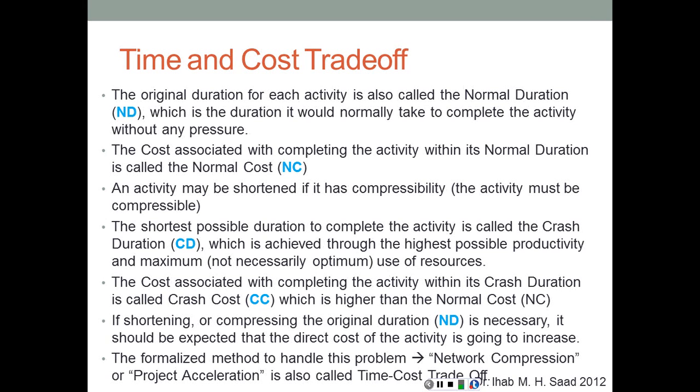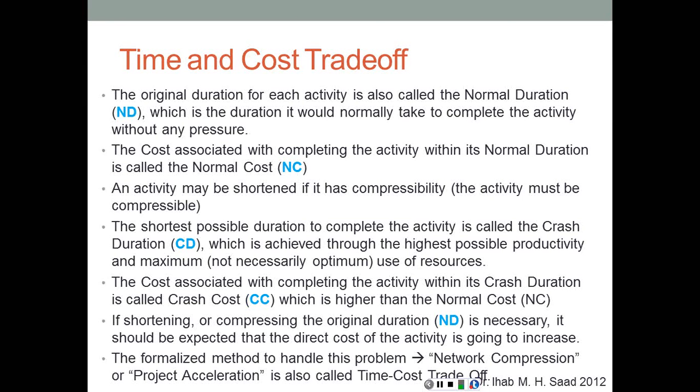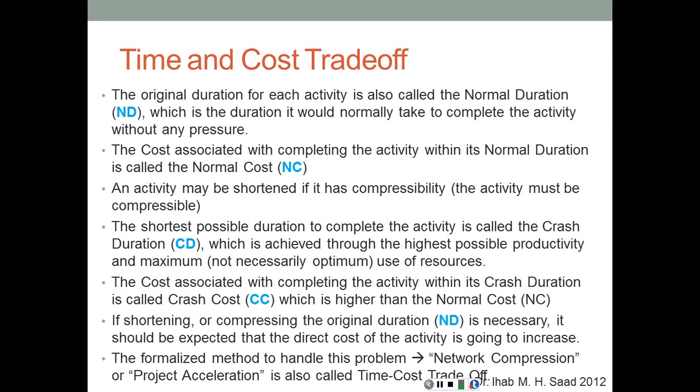Now, what if we want to reduce that duration, compress that duration? Basically, we're going to use more equipment, more labor, more materials. We're going to change the method of construction. We're going to work overtime. Any of these things are going to reduce the duration of time, but at the same time, they're going to increase the cost. So, in this case, the shortest possible duration to complete the activity is called the crash duration, beyond which you cannot reduce the duration of the activity, which is achieved through the highest possible productivity and maximum, not necessarily optimum, use of resources.